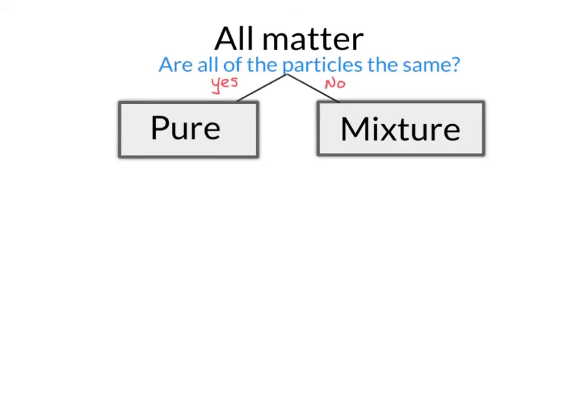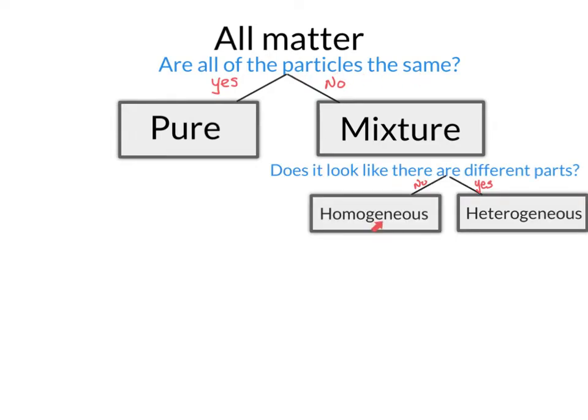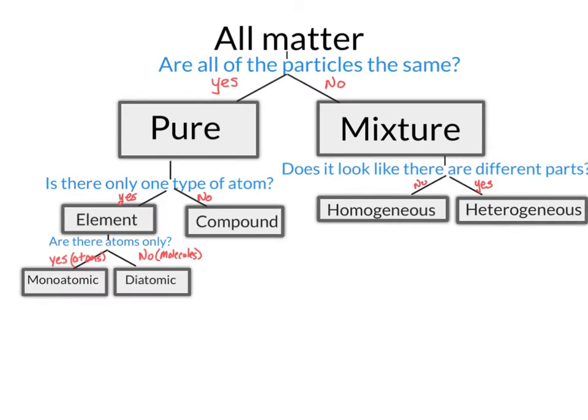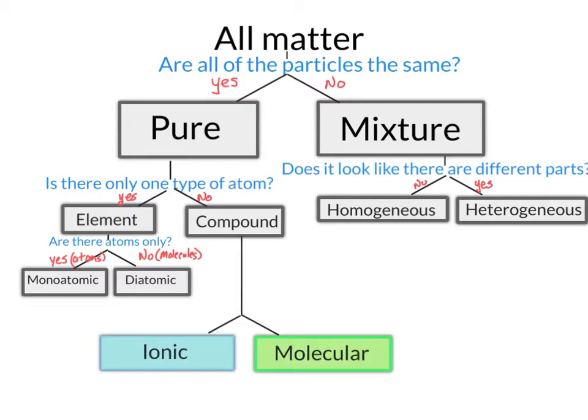So first off, we had to decide if something was pure or a mixture. If there was a mixture, it had two things. It could be homogeneous or heterogeneous. If it was pure, it was either an element or a compound. We're going to be focusing on compounds today. Under the elements, we had two types. They were monoatomic and diatomic. Under the compounds, the two types that we're going to have are going to be ionic and molecular.